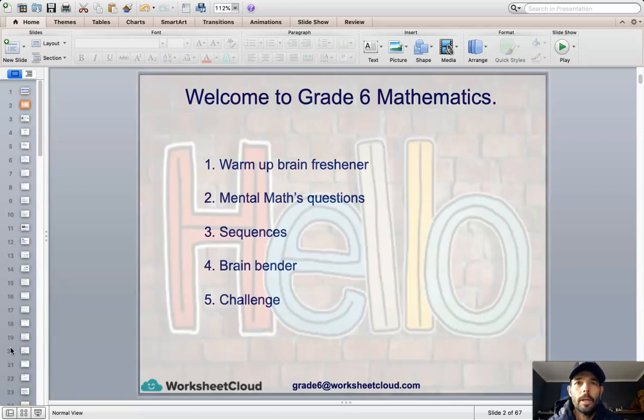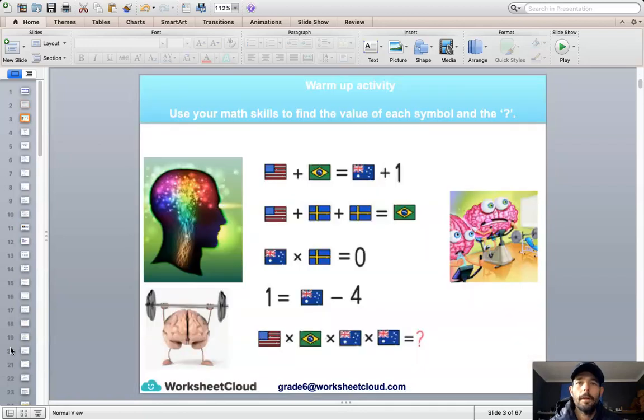So today we're going to be looking at sequences. On either side of that main theme, we've got our warm-ups, our mental arithmetic questions covering previously taught principles, and then our brain bender and finisher to end off on. Let's have a look at our warm-up for today.